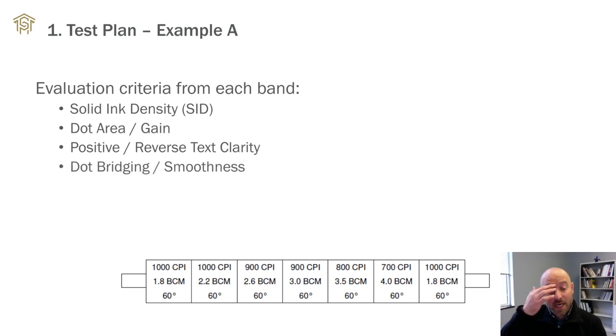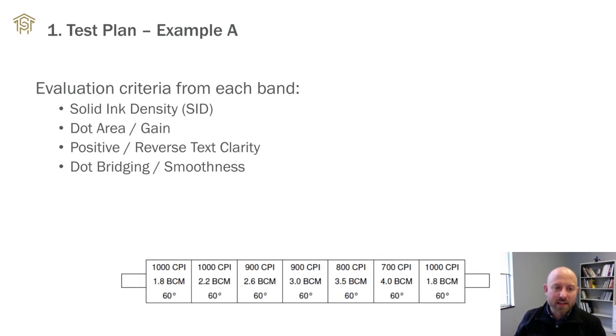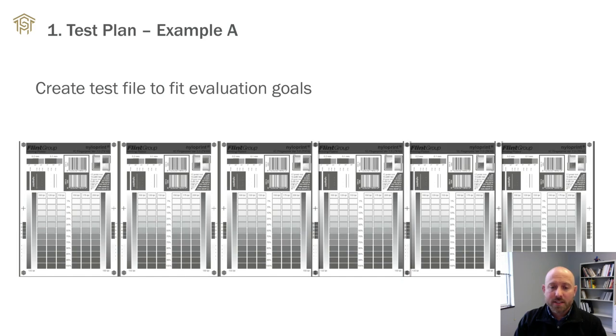Also we want to see how the dots are printing, are the dots bridging at some point. And bridging just means when two dots that are next to each other start connecting, and that usually comes from too much ink. So are the dots laying down smooth and clean? These are the kind of things that we're going to evaluate from this print trial. So we create a test file that fits the evaluation goals.